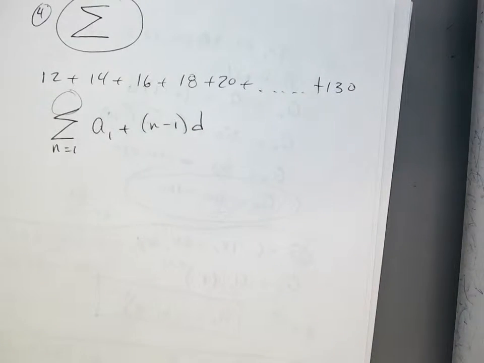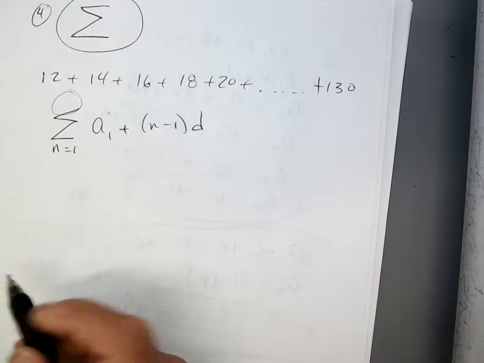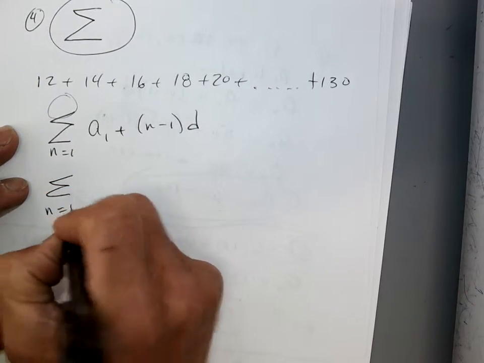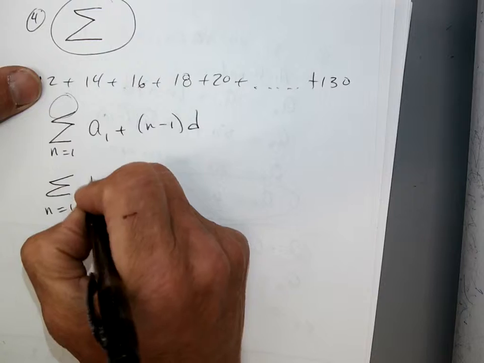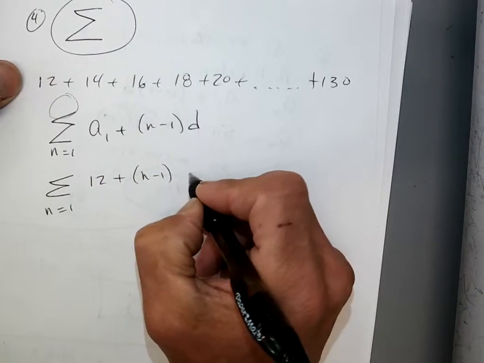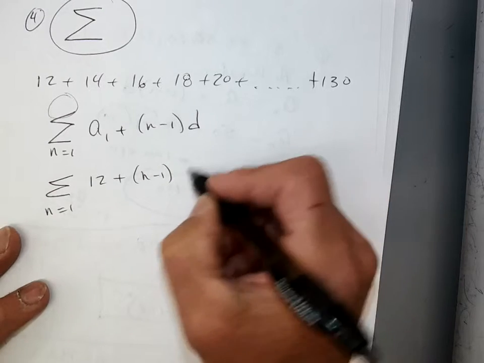So if we're going to make a formula, let's start there. So sum n equals 1 to something. A of 1 is 12 plus n minus 1 times d, which is what? What's the difference? 2. Everybody agree with that?